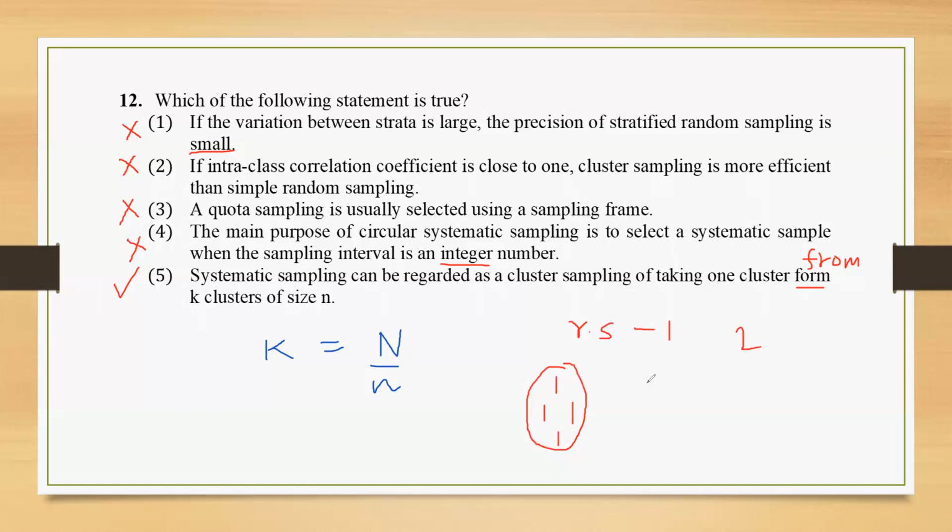If it is 2, you have to select all the second elements in the given sampling intervals.